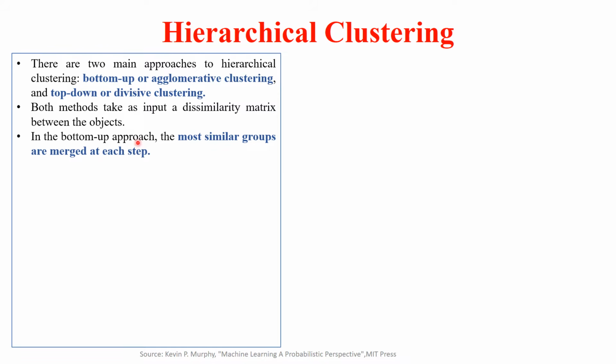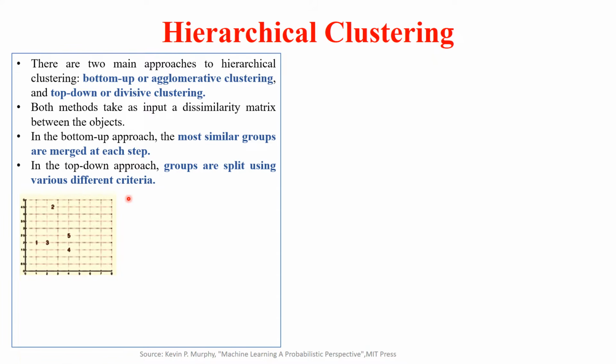Here in the bottom-up approach, the most similar groups are merged at each step, whereas in the top-down approach, the groups are split using different criteria. In this figure, we could see, using single link clustering, how it is grouped. This is the city block distance. Here pairs 1, 3 and 4, 5 are both distance 1 apart. So we will be merging 1, 3 first and then 4, 5 next.